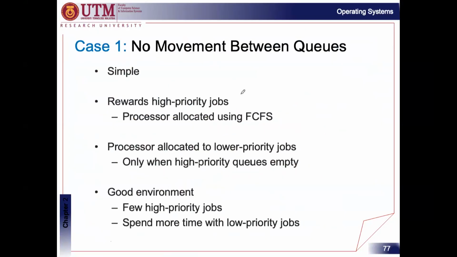Case 1, no movement between queues, simple. Reward high priority jobs. Processor allocated using first come, first serve. Processor allocated to lower priority jobs only when high priority queues are empty. And this is a good environment when there are few high priority jobs and more time is spent on the low priority jobs.